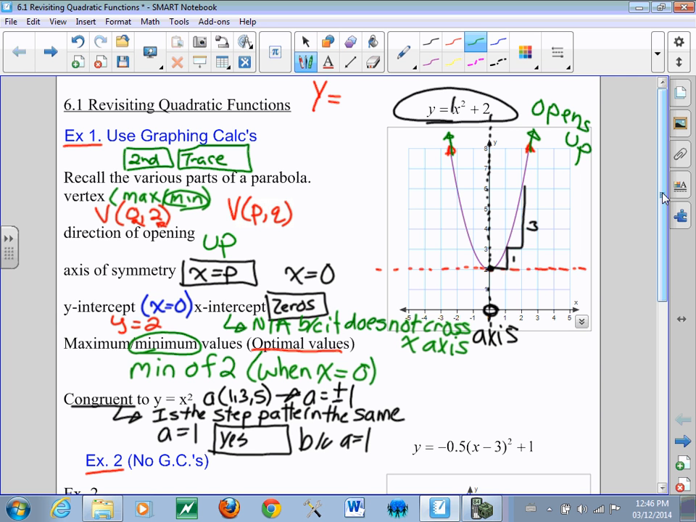All right, so let's quickly point out the things I want you to remember, folks. The vertex is always going to be either a minimum or a maximum. In this case, the vertex was x first, which was 0, and y, which is 2. Direction of opening is based on the sign of A.